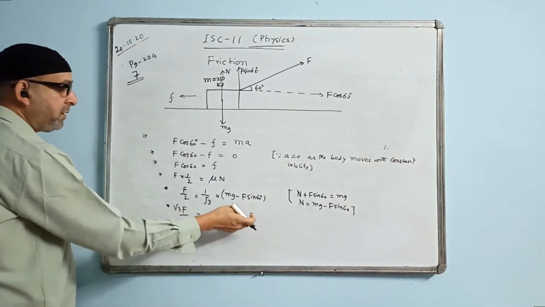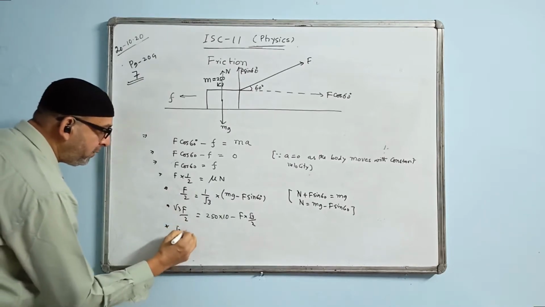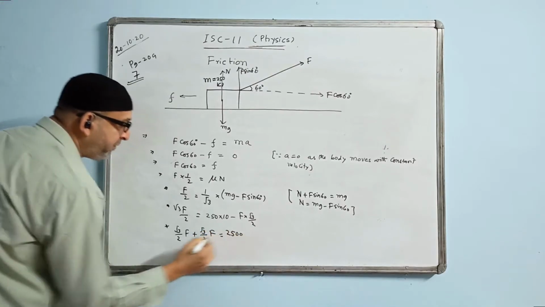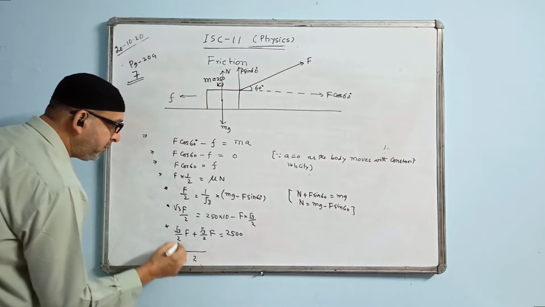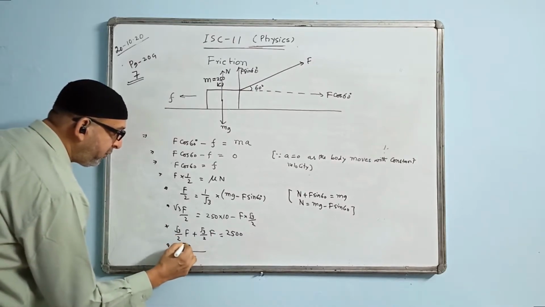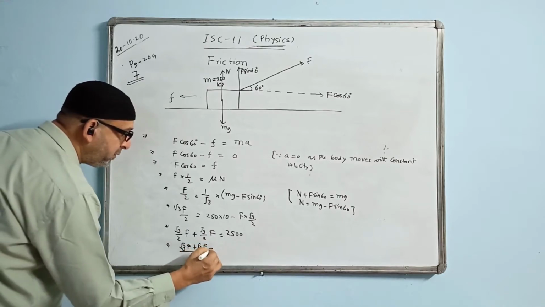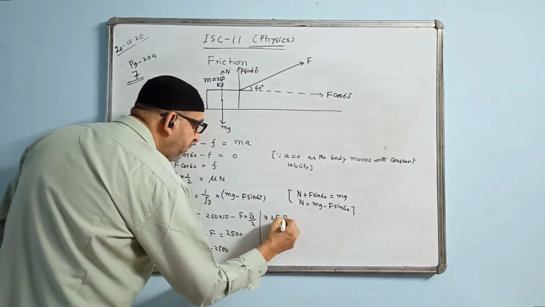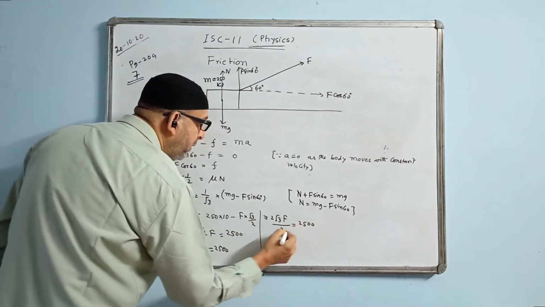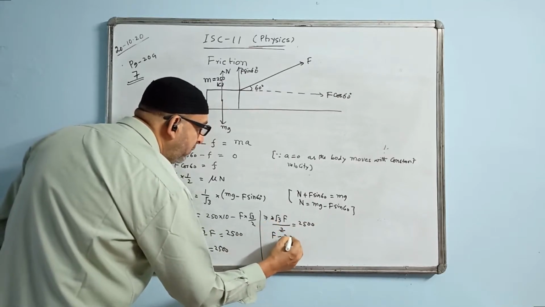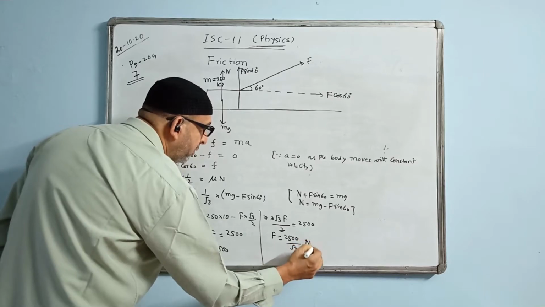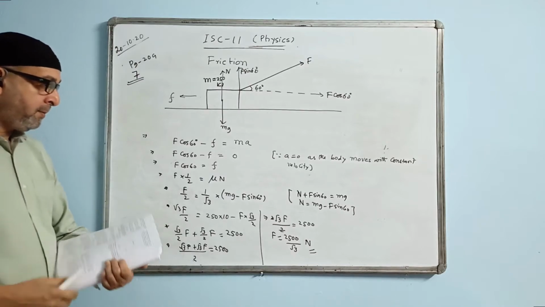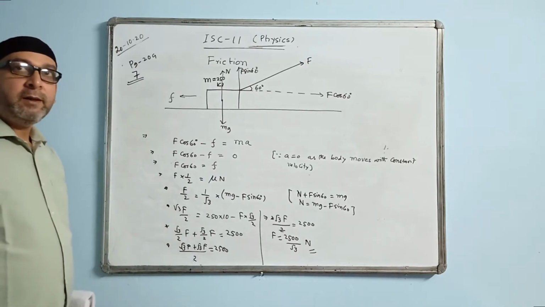This F and F we will keep on one side, so we come to this side. Root 3 by 2 F plus again root 3 by 2 F is equal to 2500. You can take this as root 3 F plus root 3 F is equal to 2500. Adding the two, you get 2 root 3 F by 2 is equal to 2500. 2 and 2 cancel. F value will be 2500 by root 3 newton. So you have to draw the diagram and then complete.